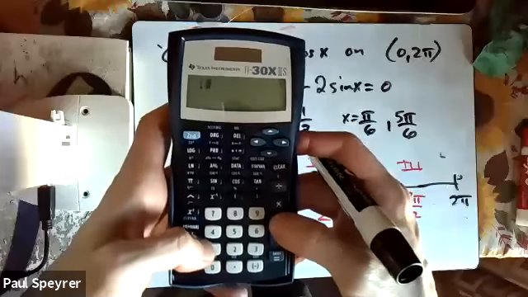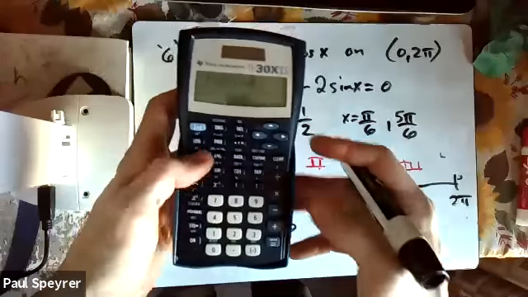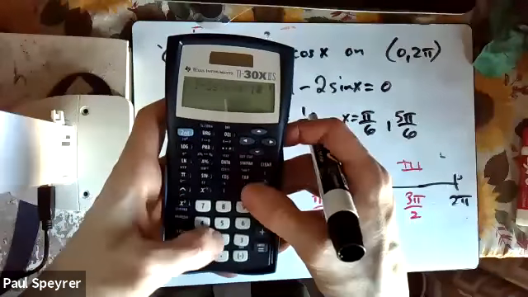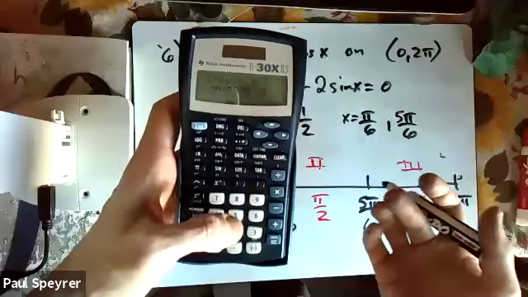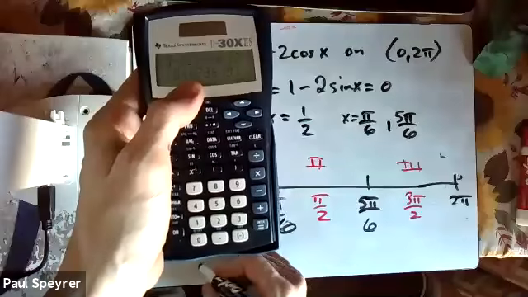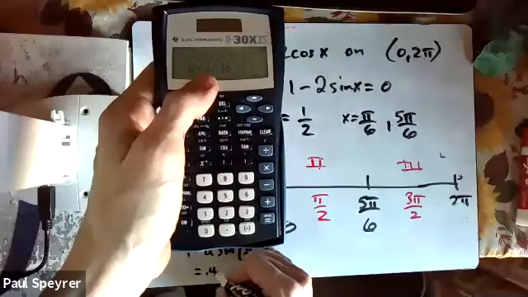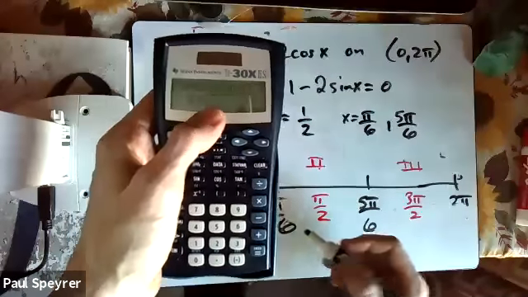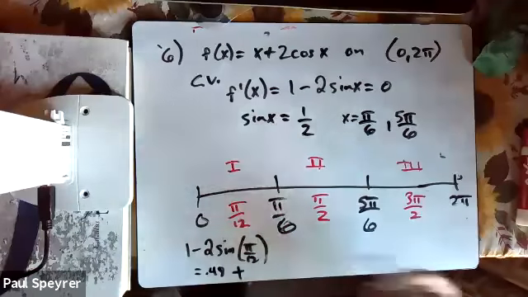And then we just type it in, 1 minus 2 sine of pi over 12, and just hit enter. So we got 0.4823. Okay, we don't care that it's 0.4823, whatever. All we care about is that it's positive.